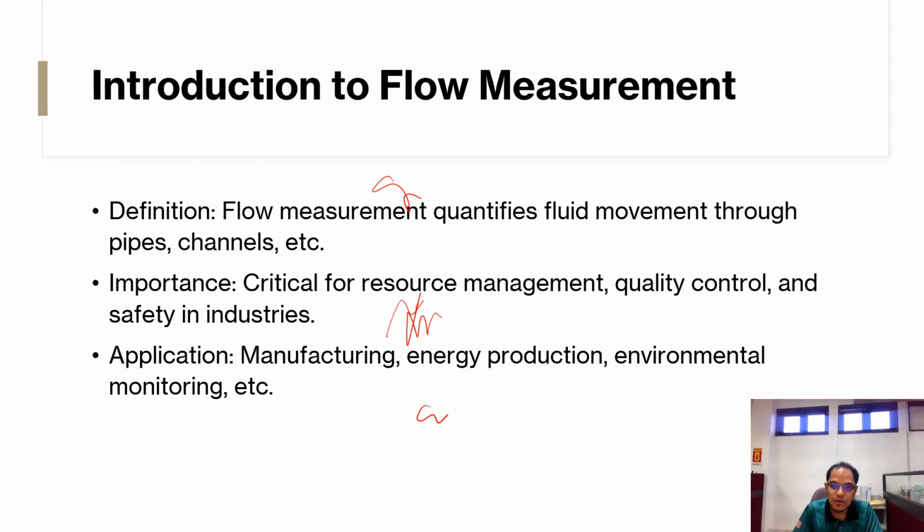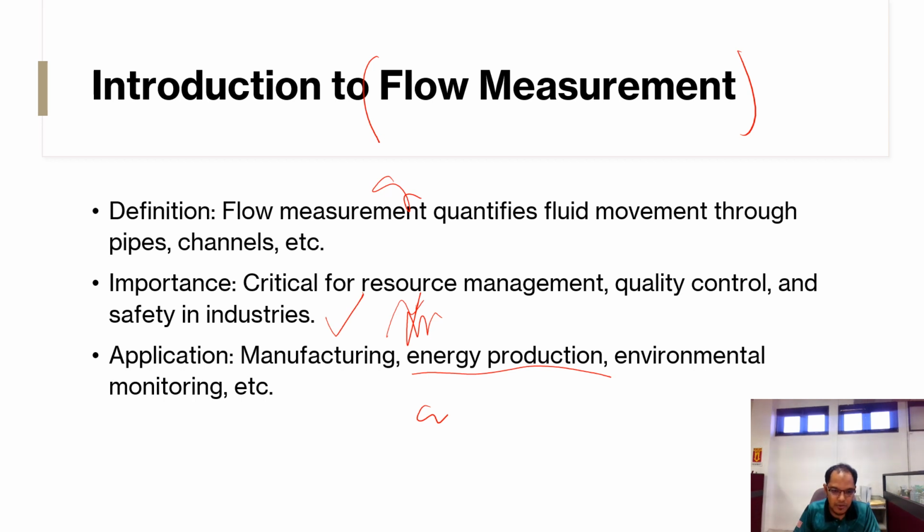Now we're going to proceed to the second chapter under the topic of flow rate. Basically, this topic consists of a definition of flow measurement: how we are going to quantify fluid movement throughout pipes or channels. The importance is critical for resource management, quality control and safety in industries, which to me is very important, and how it is applied, how it is manufactured, energy production, environmental monitoring and so on.